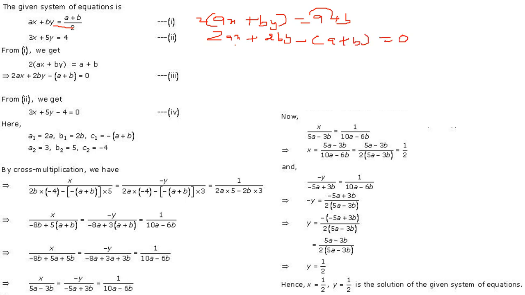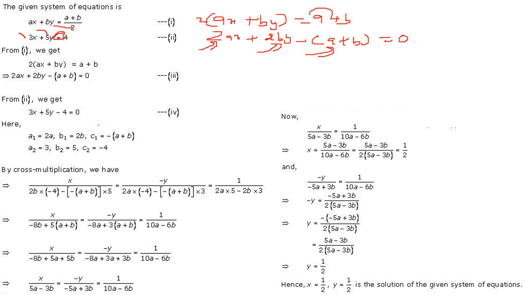ax plus by equal to a plus b by 2. So what you can do here is resolve it like this. Multiply by 2 here, so you get 2ax plus 2by equal to a plus b. Bring it here: 2ax plus 2by minus (a plus b) equal to 0. So a1 is 2a, b1 is 2b, and c1 is minus (a plus b). Here a2 is 3, b2 is 5, and c2 is minus 4.